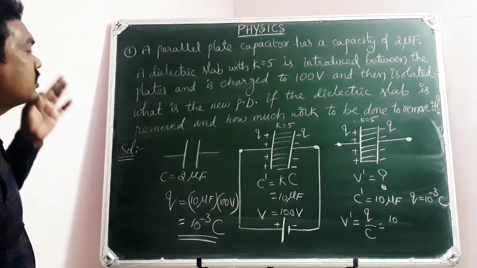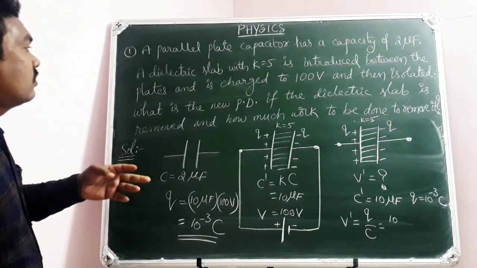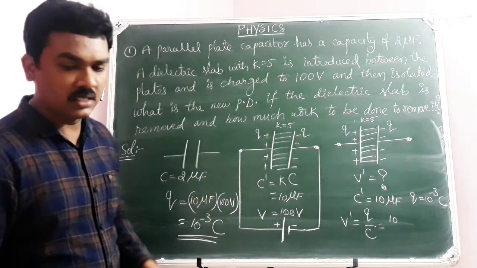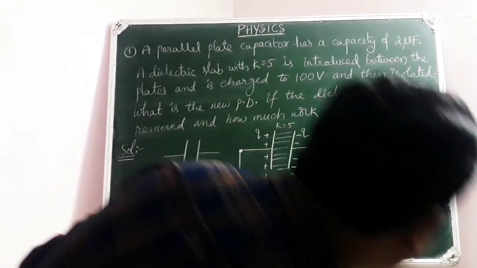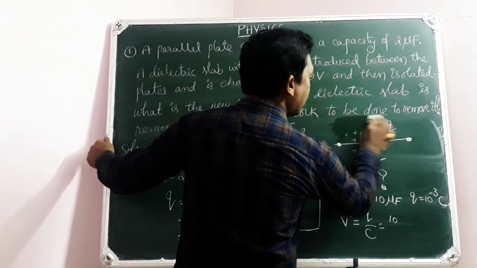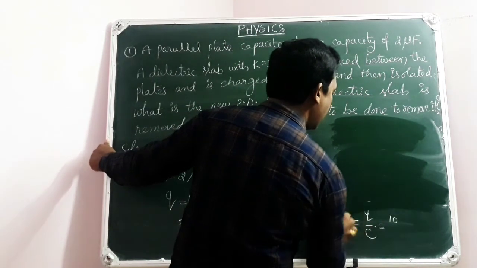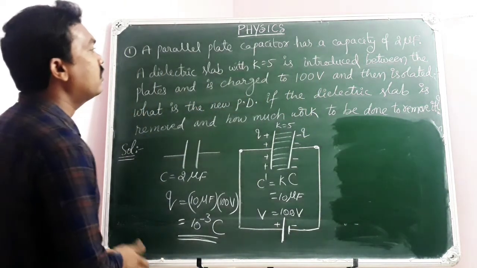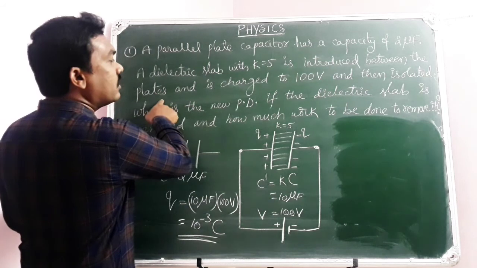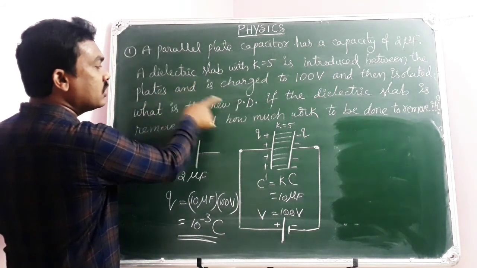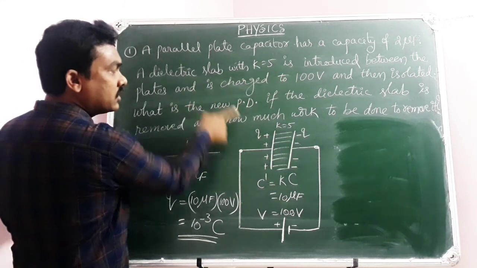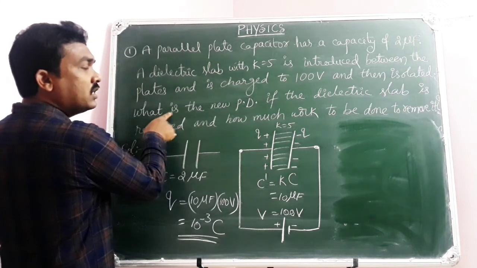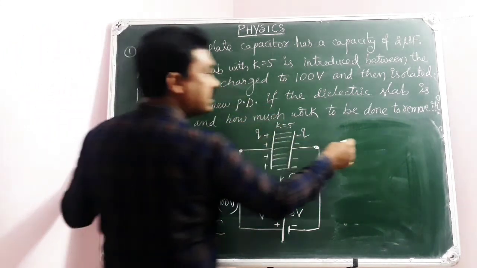Between the plates and is charged to 100 volt and then isolated. What is the new potential difference if the dielectric slab is removed? Fine, he is asking to calculate the new potential difference on removing the dielectric slab, not with the dielectric slab. With the dielectric slab, we get 100 volt itself. See this line once: a dielectric slab with K equal to 5 is introduced between the plates, charged to 100 volt and then isolated. What is the new potential difference if the dielectric slab is removed?